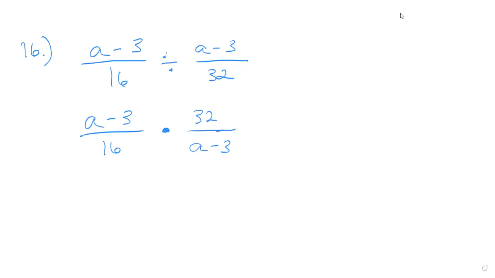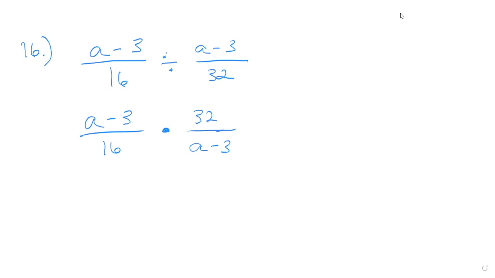Now, this problem is really nice. It's really straightforward. I don't have to do any factoring. A minus 3 is completely factored. With 16 and 32, they're both monomials, meaning they don't have addition or subtraction attached to them. So those are going to work just like fractions. So what I want to remind you with fractions is you are allowed to reduce across the multiplication sign diagonally or straight up and down.